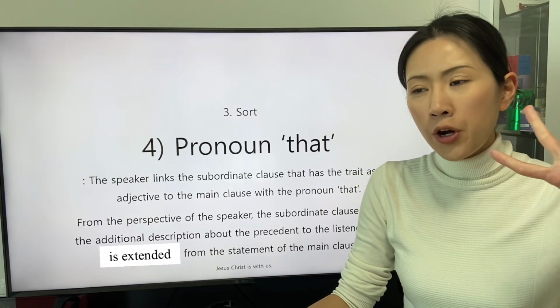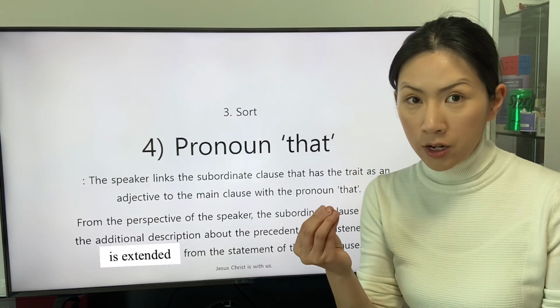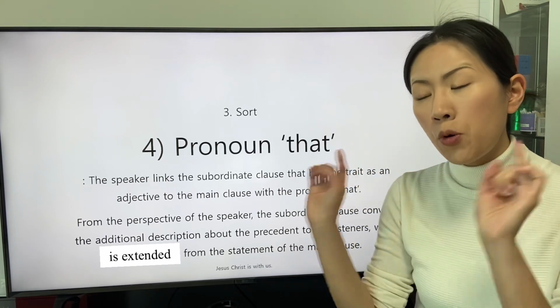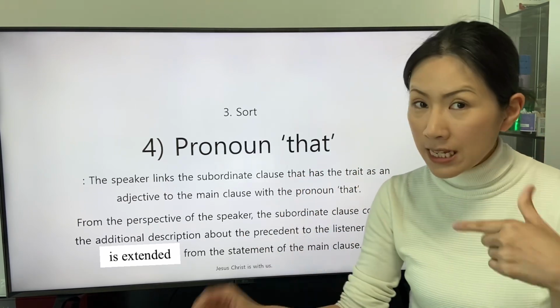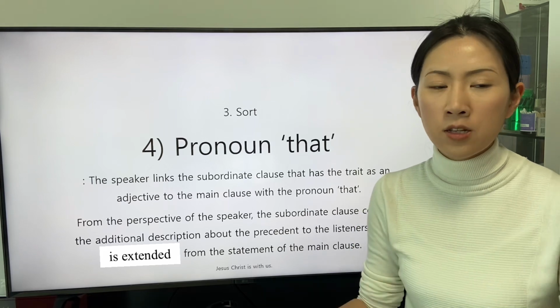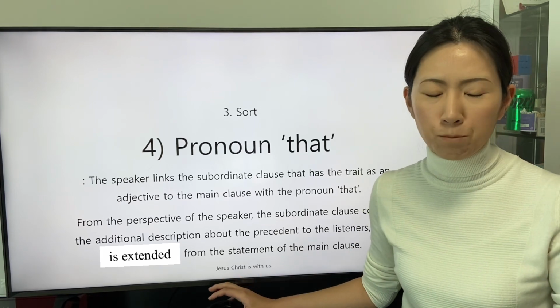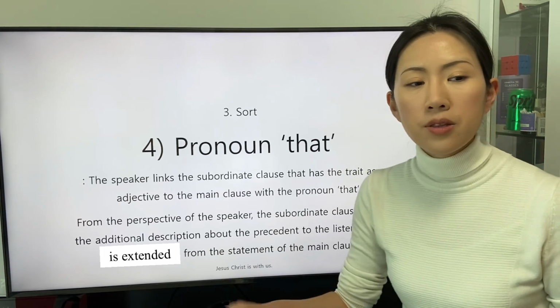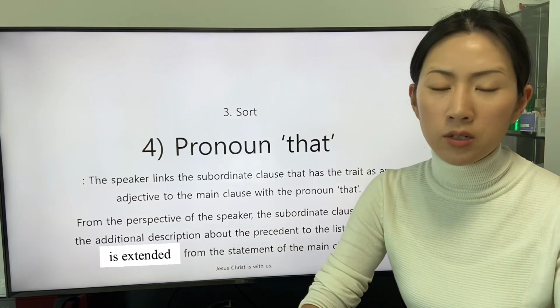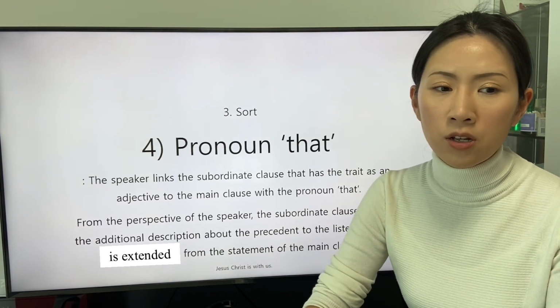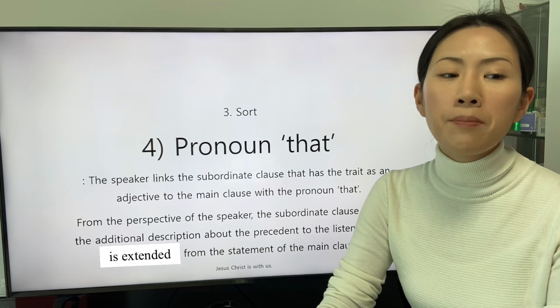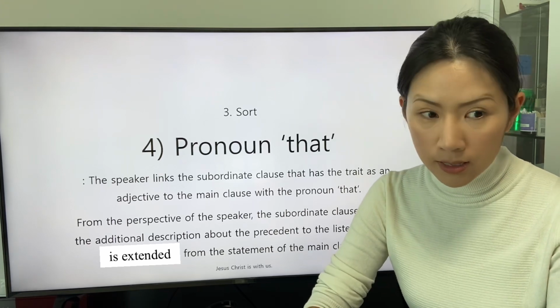The first third of the subordinating conjunction to link the subordinate clause as a description to the main clause is the pronoun that. The speaker links the subordinate clause that has the trait as an adjective to the main clause with the pronoun that.